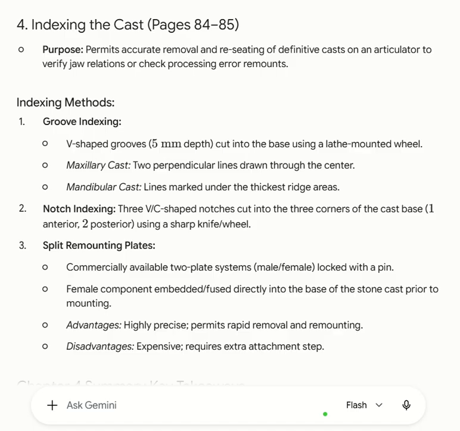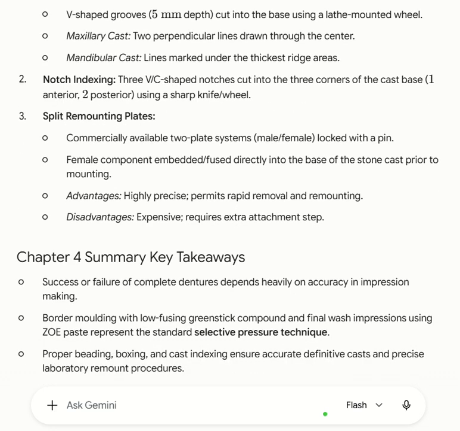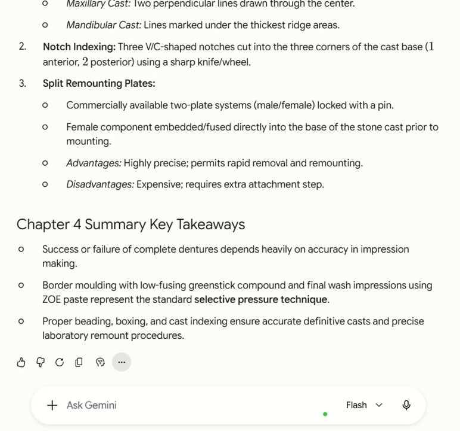Notch indexing: 3 V-shaped notches cut into the 3 corners of the cast base, 1 anterior, 2 posterior, using a sharp knife or wheel. Split remounting plates: commercially available 2-plate systems, male and female, locked with a pin. Female component embedded, fused directly into the base of the stone cast prior to mounting. Advantages: highly precise, permits rapid removal and remounting. Disadvantages: expensive, requires extra attachment step.